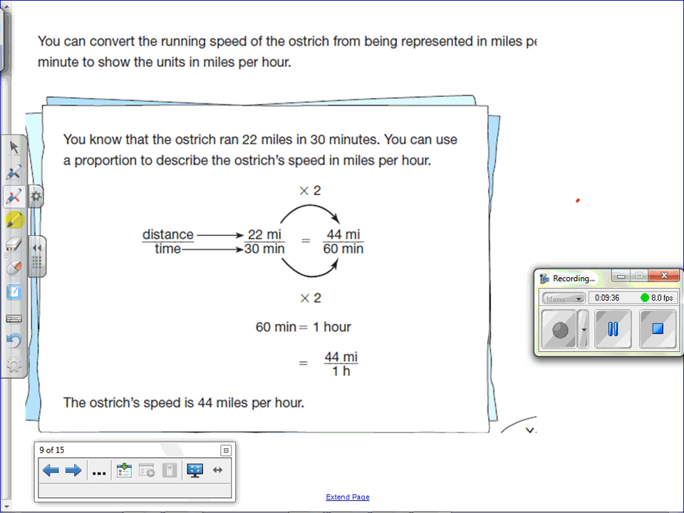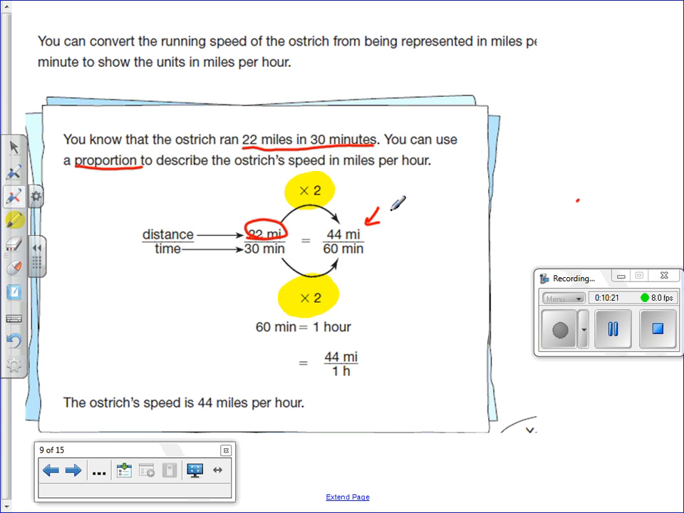You can convert the running speed of the ostrich from being represented in miles per minute to show the units in miles per hour. So you know the ostrich ran 22 miles in 30 minutes. You can use a proportion to describe the ostrich's speed in miles per hour. So basically, we know that 30 minutes times 2 gives us 60 minutes, which is represented right here. And what I do to my denominator, I have to do to my numerator. So I would take my 22 right here, multiply by 2 again to get how many miles the ostrich would run in 60 minutes.